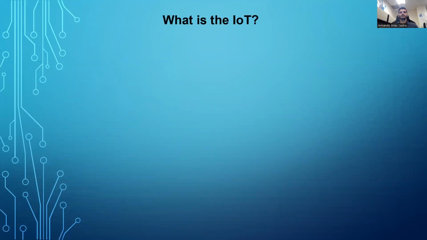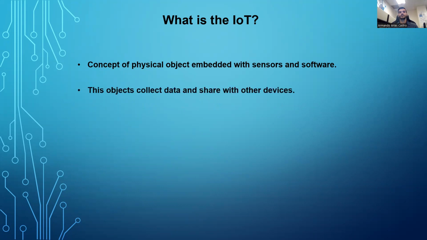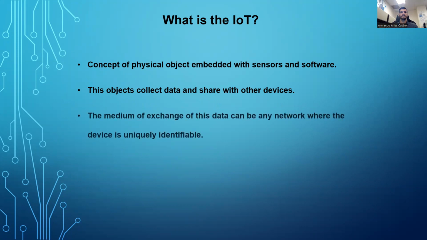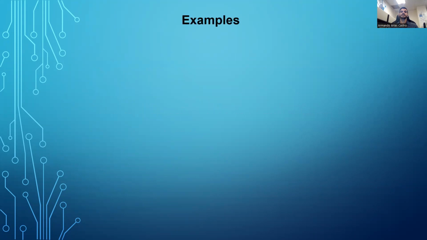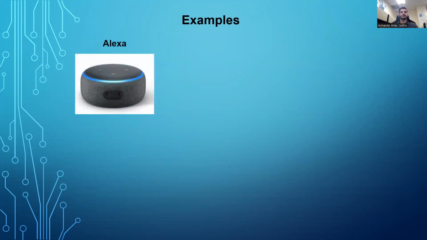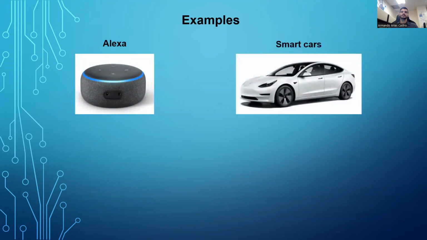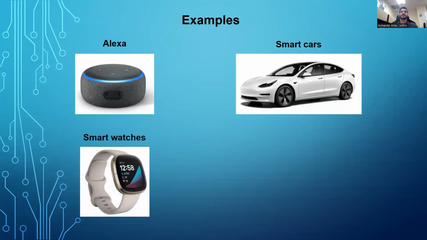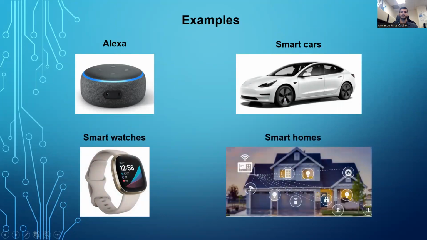This is a concept of physical objects that are embedded with sensors and software. These objects collect data and share it with other devices and systems over the network. Contrary to the name, the medium of exchange of this data is not only the internet. It can be any network where the device is uniquely identifiable. Some examples of this technology are Amazon Alexas, smart cars like Teslas, smart watches, and even smart homes.